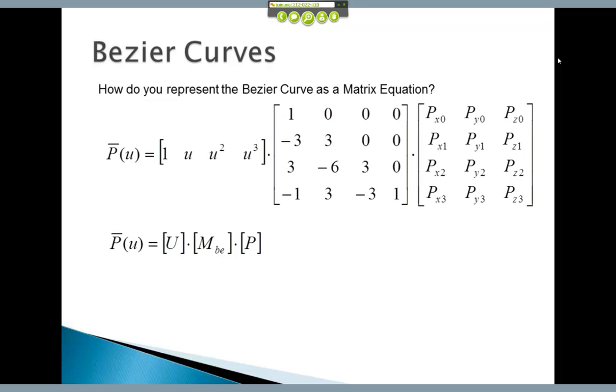The form that you will typically see it written in the textbooks and in the literature is as a U matrix times an M lowercase B E times a P matrix. Okay, so that's the standard matrix representation, and when you see that, in your mind you should be thinking of the representation just above.